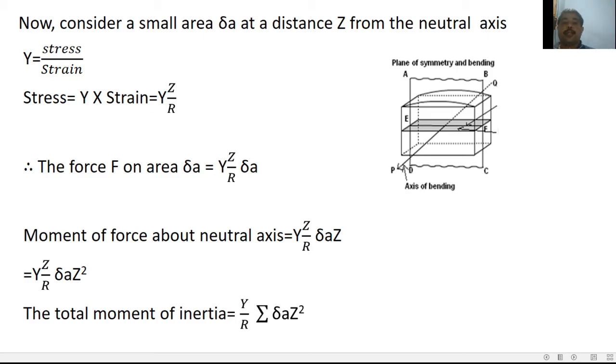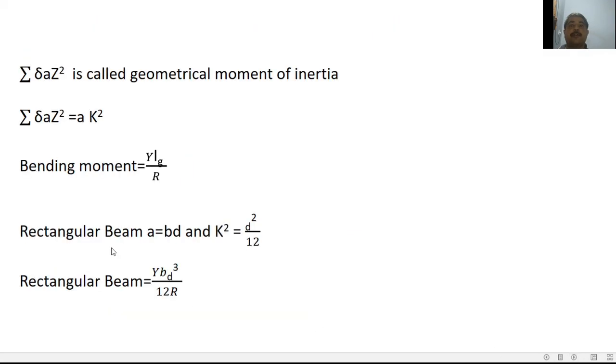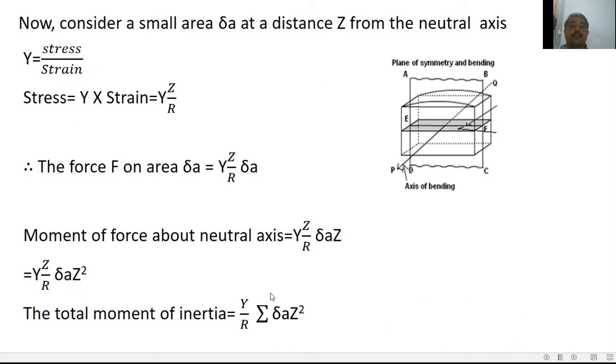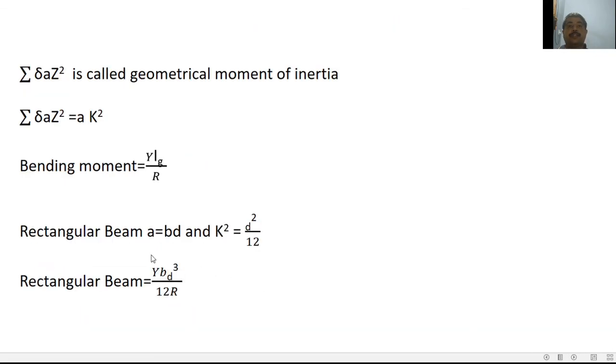Then the moment is equal to Y by r sigma delta A into z square. Here sigma delta A z square is called the geometrical moment of inertia, so sigma delta A z square can be written as A K square. Therefore, in place of sigma delta A z square, it can be replaced by the geometrical moment of inertia I. Then the bending moment is equal to Y I g by R.